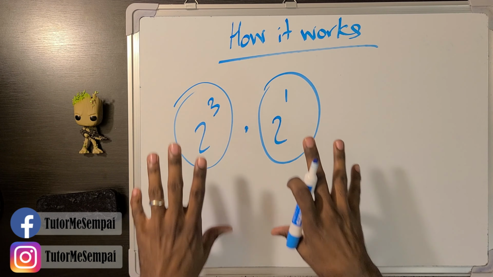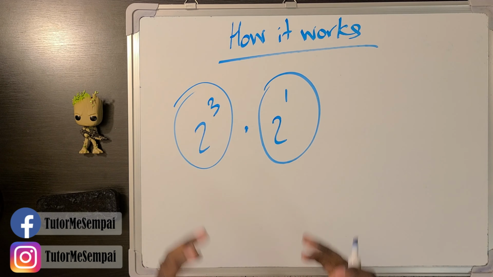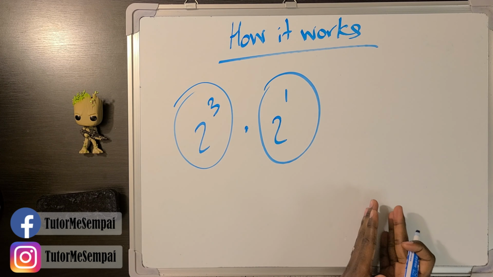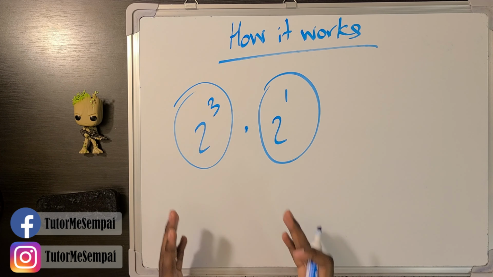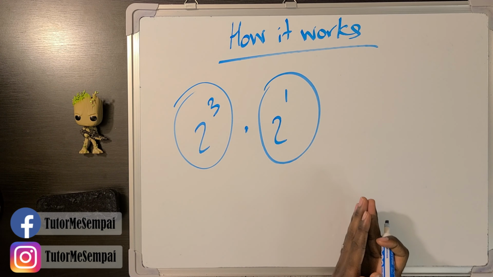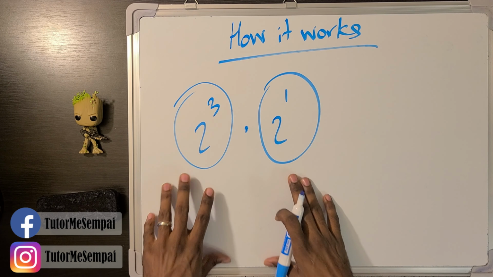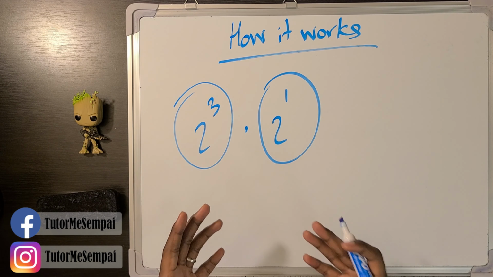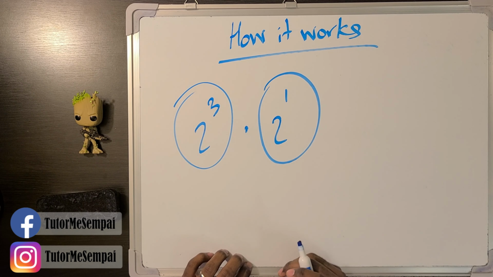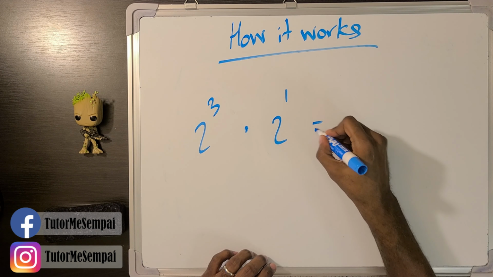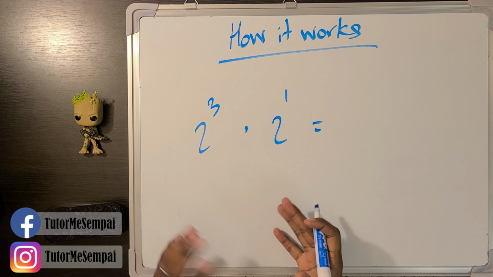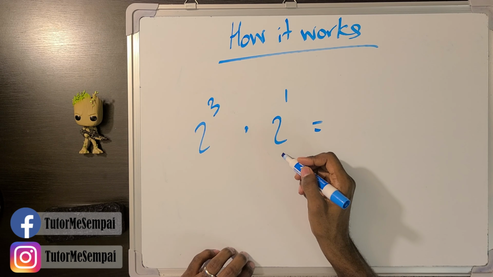Technically, we're multiplying these 2 expressions. However, we only move on to the next step if and only if your bases are the same. If your bases are not the same, this is as far as you go. You can't go any further. However, if your bases are the same, you can move on to the next step. Now, what is that next step? Let's say you have 2 cubed times 2 to the first power. In order to multiply these expressions, you check to see if they have the same bases.